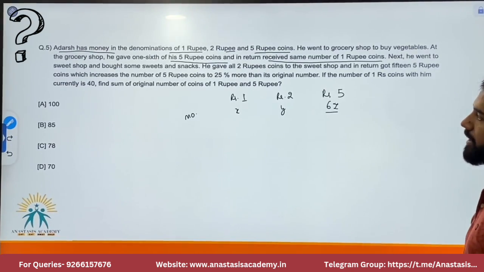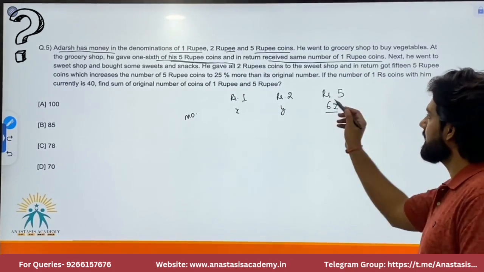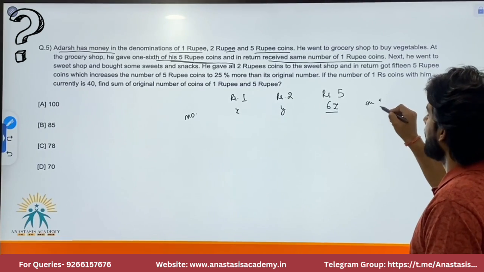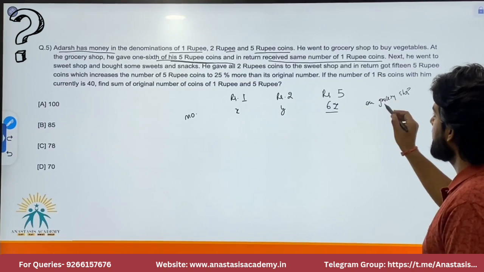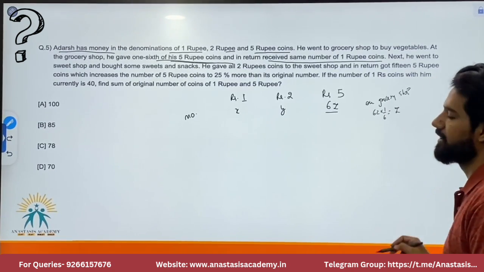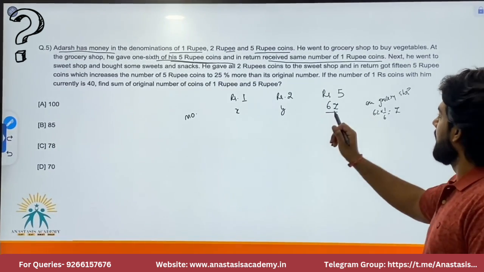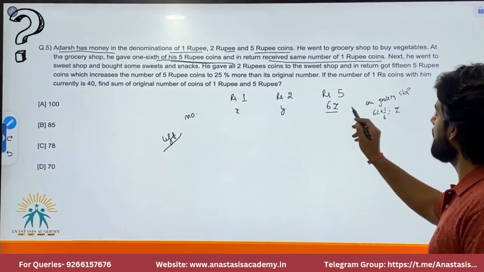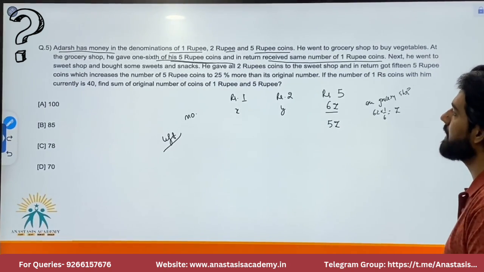Now at the grocery shop, he gave 1/6 of his 5 rupee coins. So 1/6 of 6Z is Z. So he gave Z number of coins to the grocery shop. And so how many are left? How many 5 rupee coins are left? Because he gave Z, there are 5Z coins left of 5 rupees.